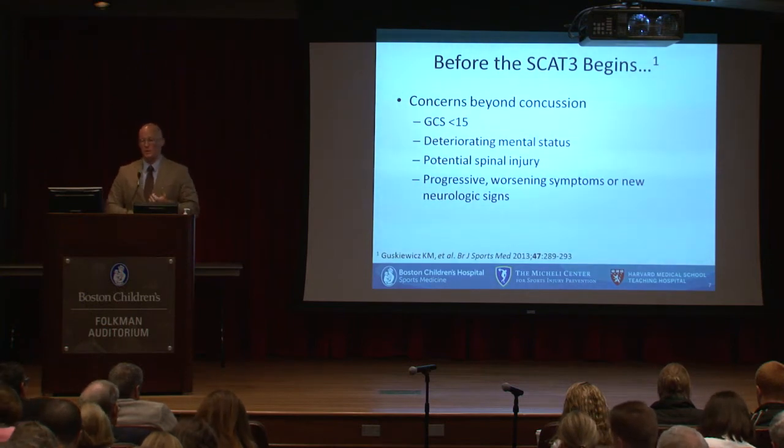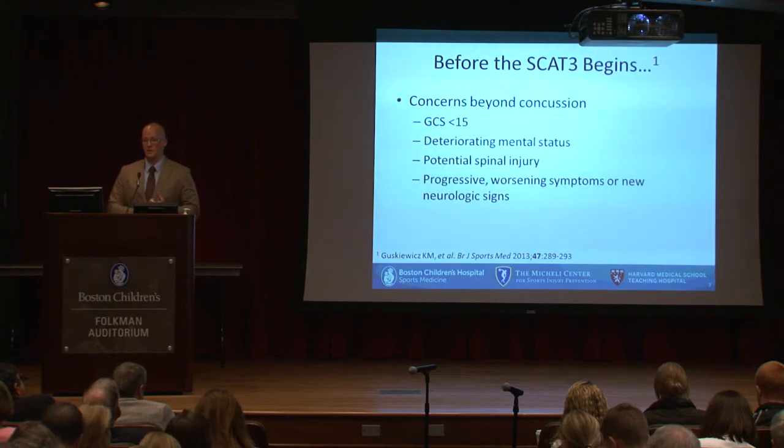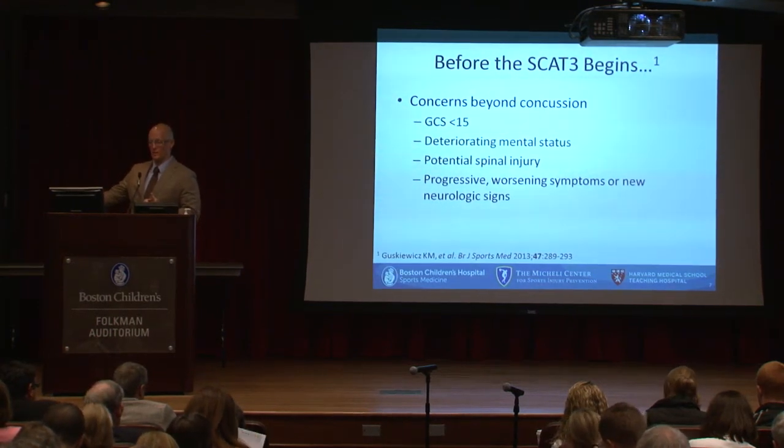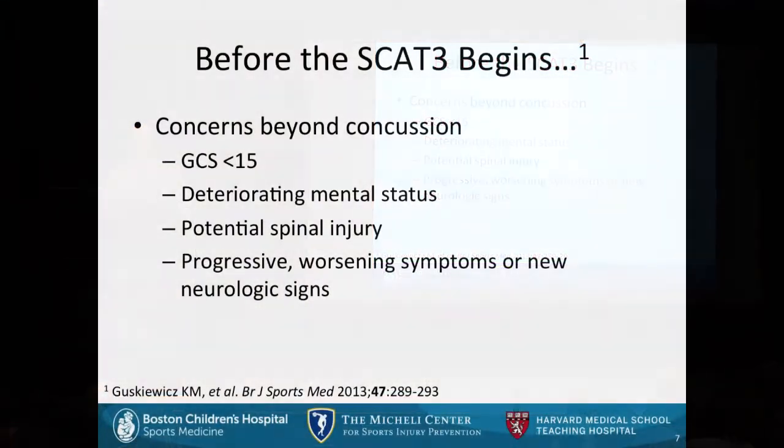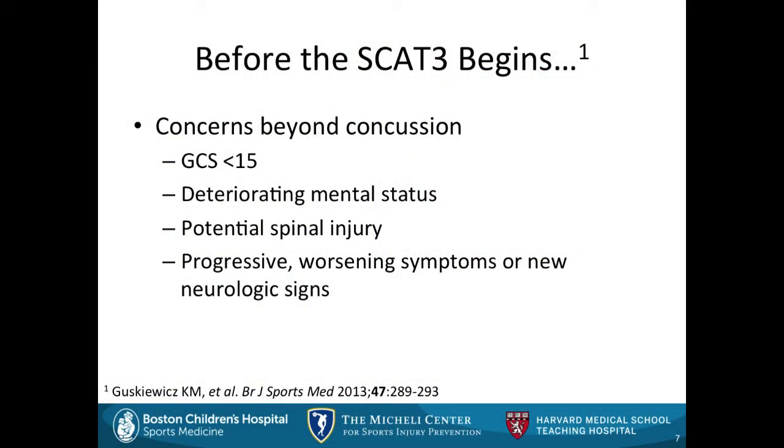So number one, is there a Glasgow Coma Scale, which is one of the first things you look at. Is it less than 15? If that's there, you're not worried about concussion anymore. You're worried about a more severe injury. Is there a deteriorating mental status? Have you already watched, in just the time that it's taking you to set up, that person get worse? Then you don't have to worry about that.